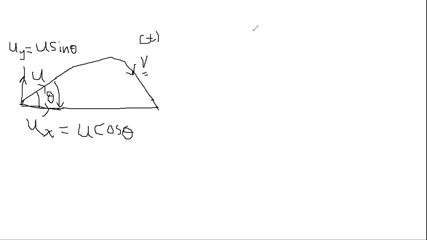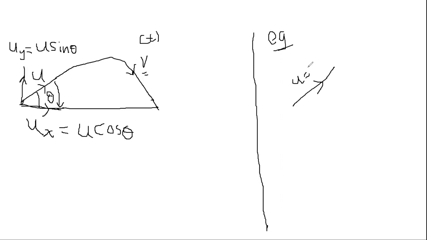Let me go ahead with one example. Let's say I launch an object with u of 30 meters per second. I need someone to calculate for me, so try to have a calculator with you. I launch it at 30 degrees from the horizontal.